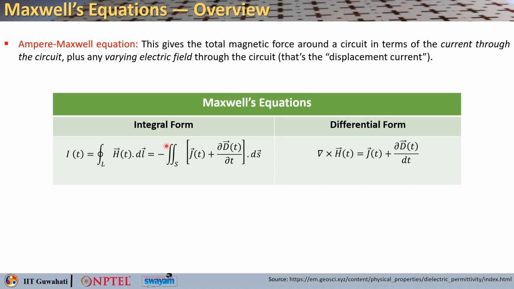So, Maxwell's equation in integral form can be written like this: the line integral of H dot dl is the same as the surface integral of the current density, so you are getting the current, plus the change in the displacement field. That is basically the displacement current. In the differential form it looks a bit tidier. You can say curl of H equals J plus dD by dt. This is basically the displacement current component.